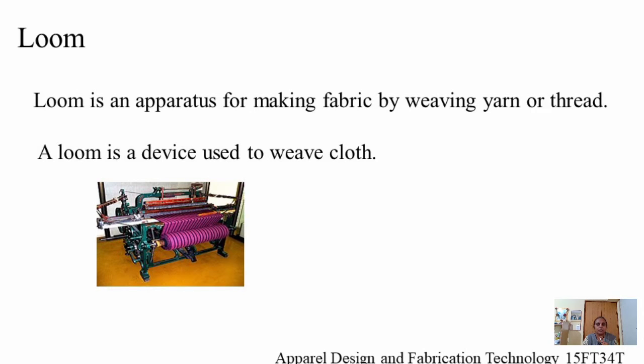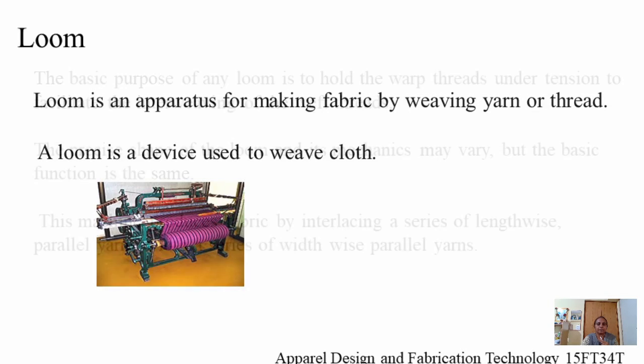First, you have to understand what is a loom. Loom is an apparatus for making fabric by weaving yarn or thread. A loom is a device used to weave cloth. So, what is a loom? Loom is nothing but a device or apparatus which is used for construction of the fabric. Here, how is the fabric constructed? See the diagram. Here, the loom is used for the insertion of the warp and the weft threads, which helps to construct the fabric.